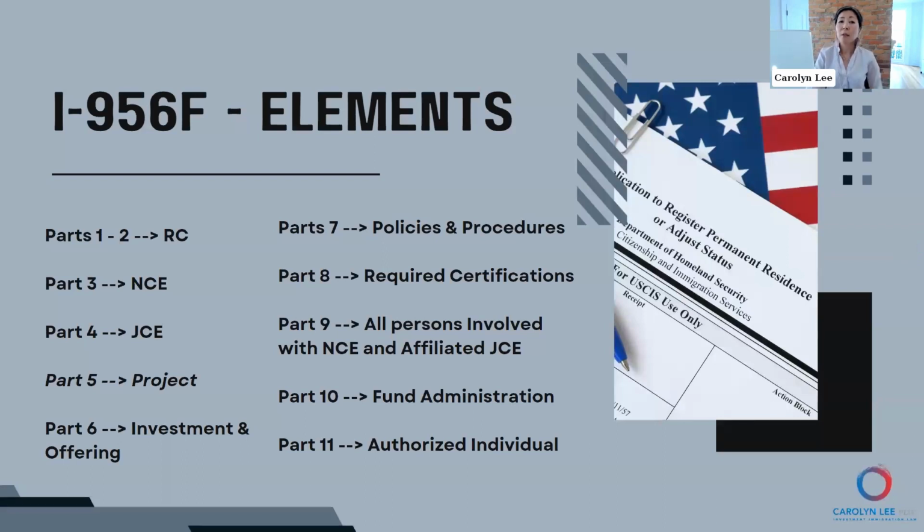Part 9, a series of questions about all persons involved with the NCE and the affiliated JCE, if the JCE is an affiliated JCE. This relates to the bona fides requirements under the RIA. Regional center program participants have to meet new requirements under the RIA to be persons that are generally not inadmissible, have not had criminal records relating to any fraud or misrepresentations, and they have to be, if they're regional center operators, US citizens or green card holders.